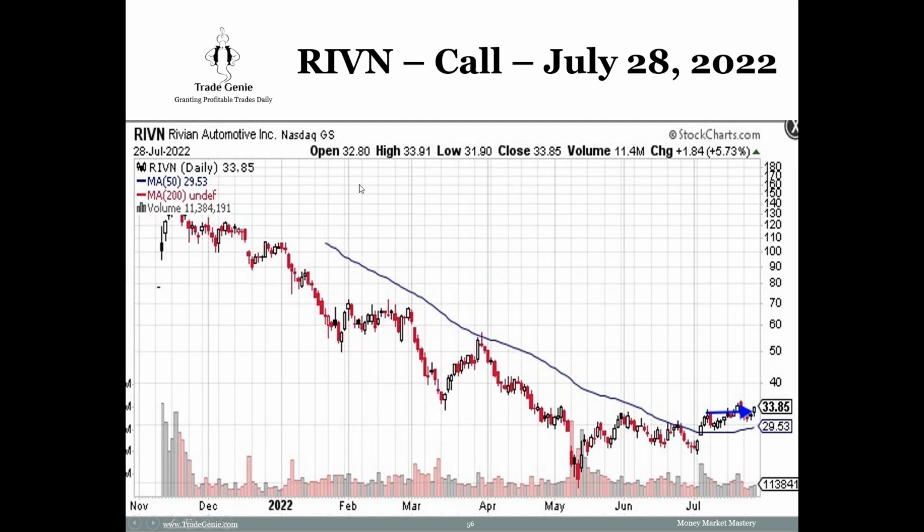RIVN. So this is another trade stock. So when I'm trading RIVN, I'm looking at what Tesla is doing, what NIO is doing, or what other automotive stocks or electric vehicle stocks are doing.